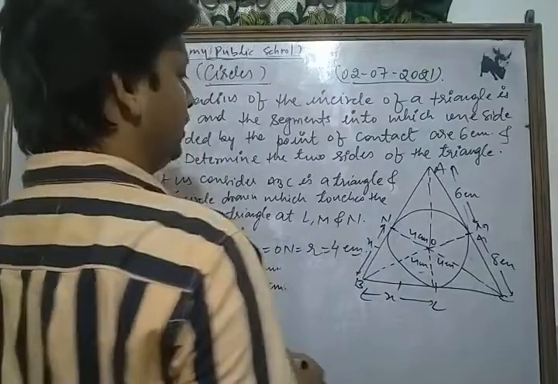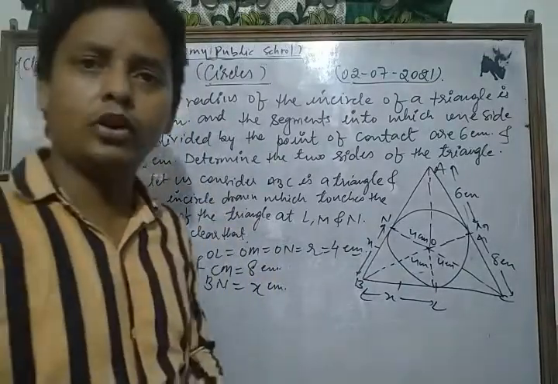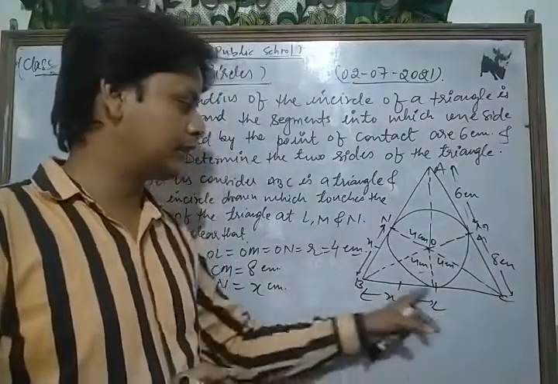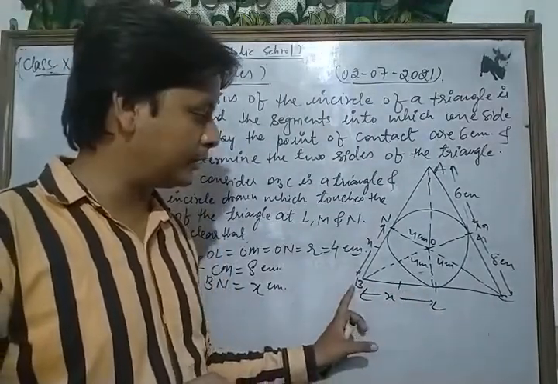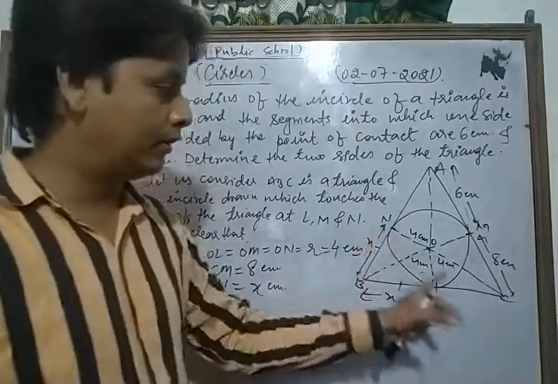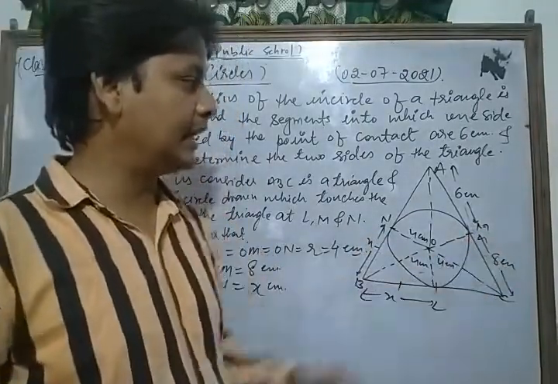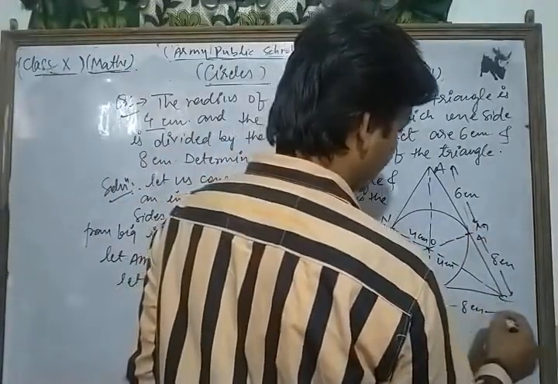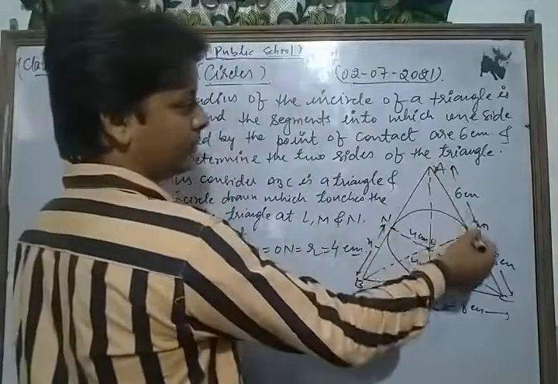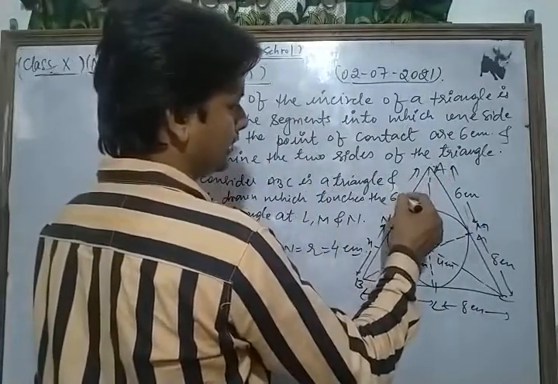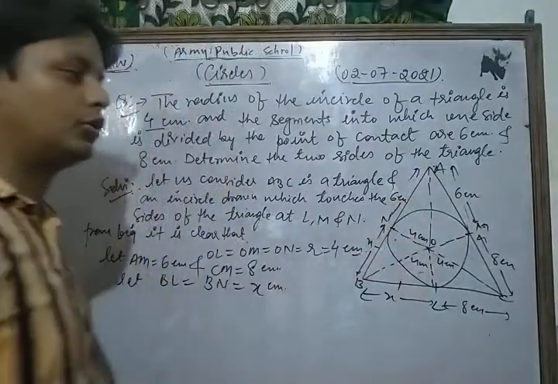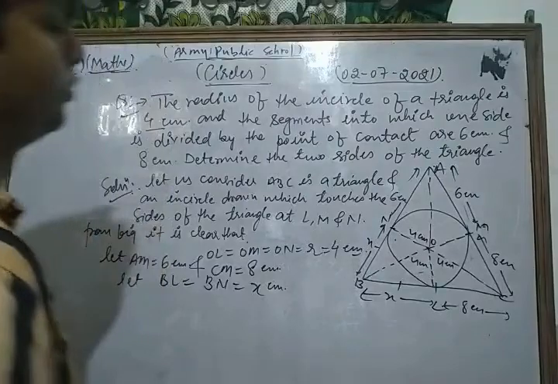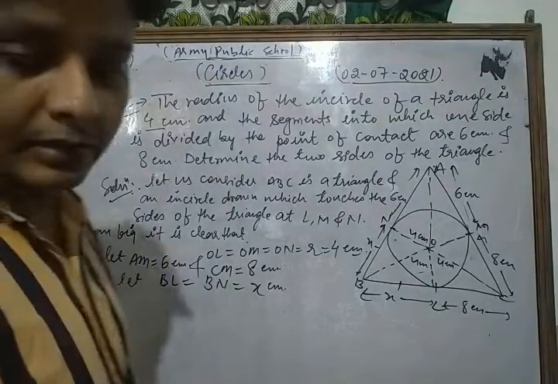centimeter. And we know that the tangents drawn from an external point to a circle are equal to each other. So from point B, BL is equal to BN. From point C, CM is equal to CL, so CL is also 8 centimeter. From point A, AM is equal to AN, which is also 6 centimeter. This is the concept of that figure.